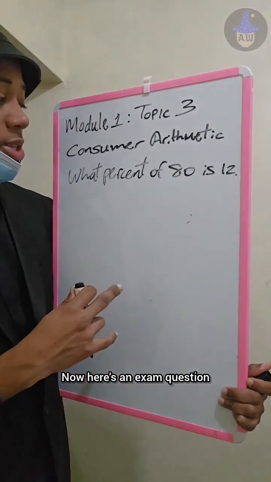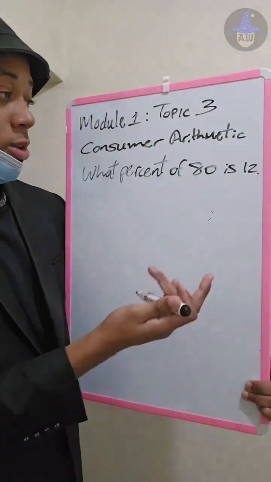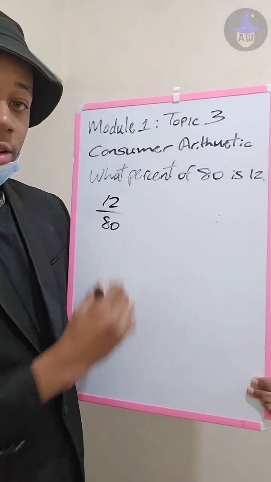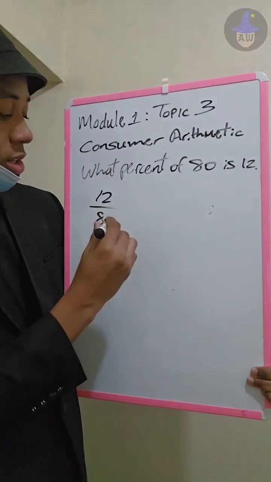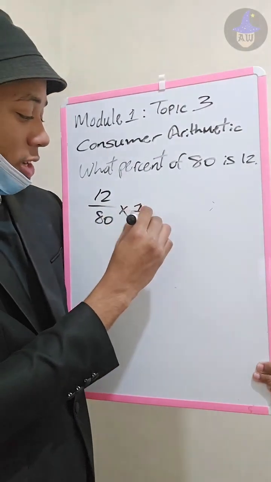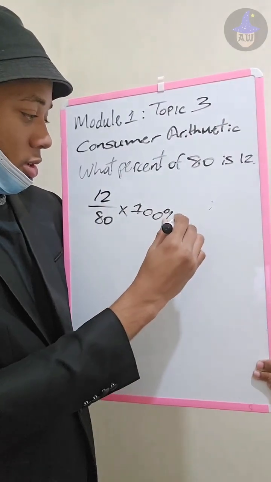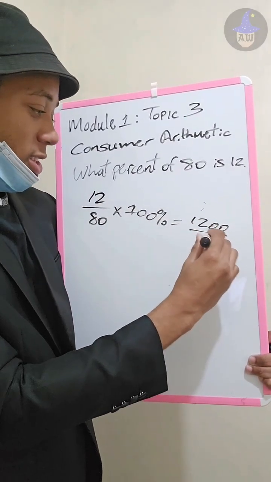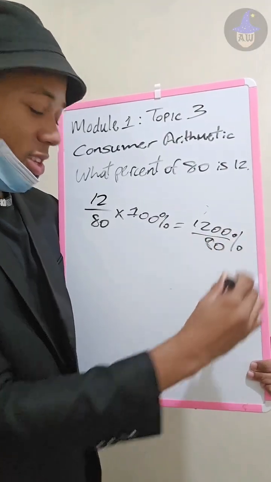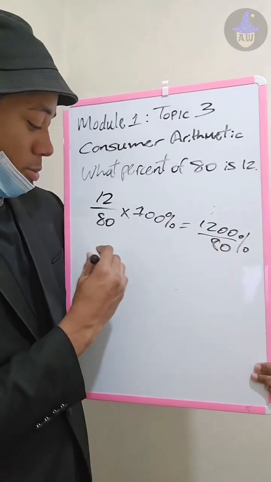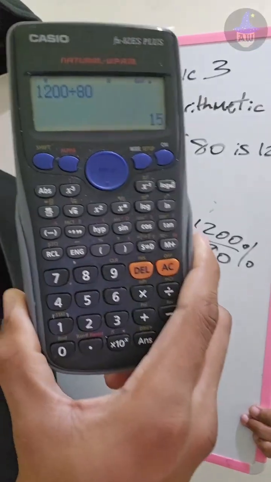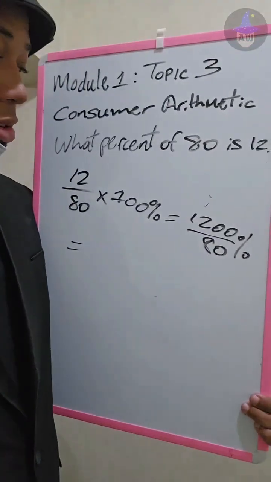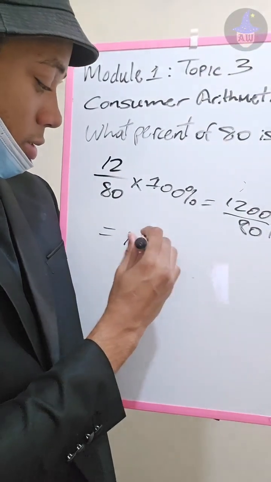Now here's an exam question. What percent of 80 is 12? To express this as a fraction, you just put 12 over 80. But they want it as a percentage. So you have to multiply by 100. So it becomes 1200 over 80%. And that's equal to 1200 divided by 80, which is 15. So the answer is 15%.